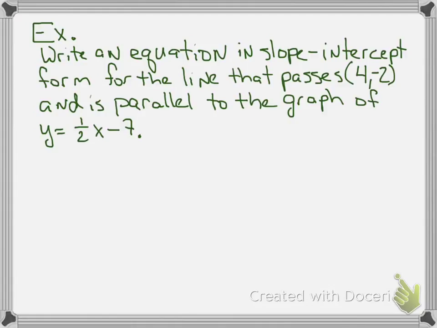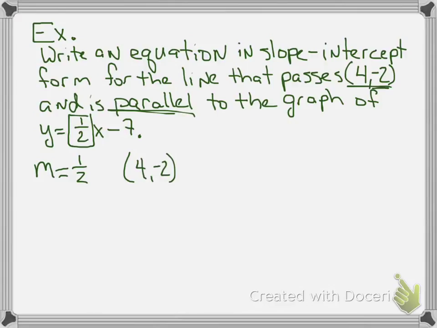Write an equation in slope-intercept form that passes through (4, -2) and is parallel to the graph of y equals 1/2 x minus 7. All right, so when we're doing this, folks, first off, we're going to write an equation of a line. We want to use the point that they're giving you, and we want to use the slope from the other one, but we got to decide, is it going to stay the same or is it going to change? Parallel means I want the same. So I'm going to use that slope, 1/2, and the point (4, -2).